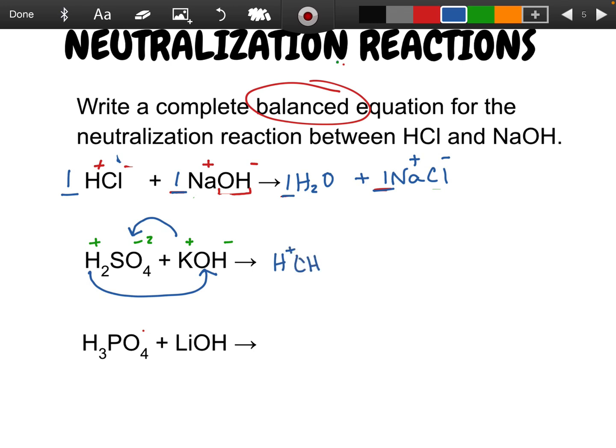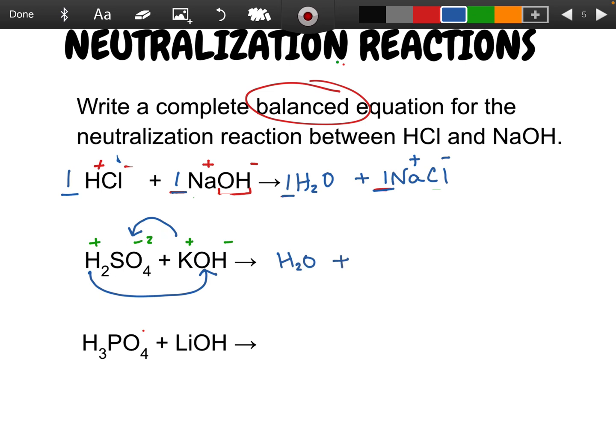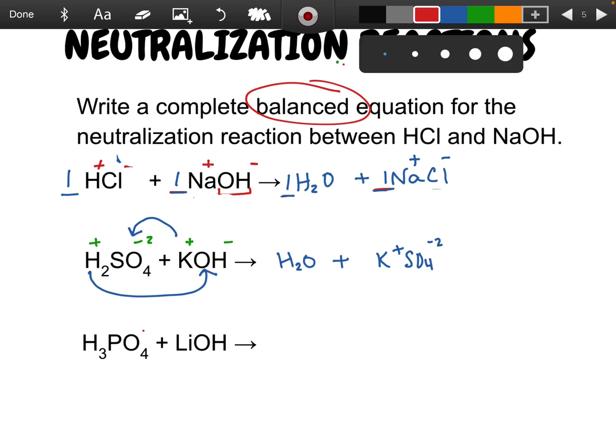So when we rewrite our product, we have to make sure that those charges balance out. So like I said, you could leave it as HOH, or we could change it to H2O. And then the second product is going to be potassium combined with sulfate. So potassium is +1, but SO4 is -2. So we have to add subscripts to balance out those charges.